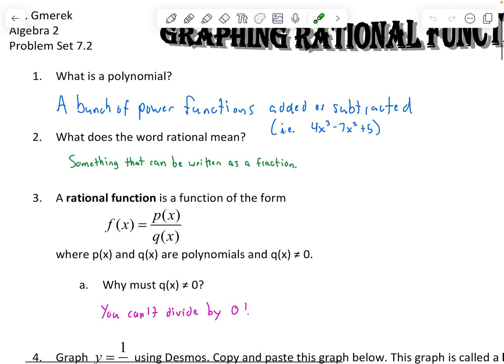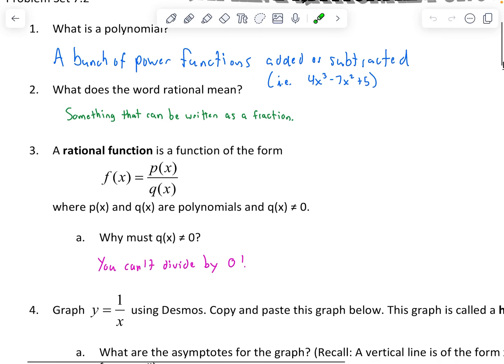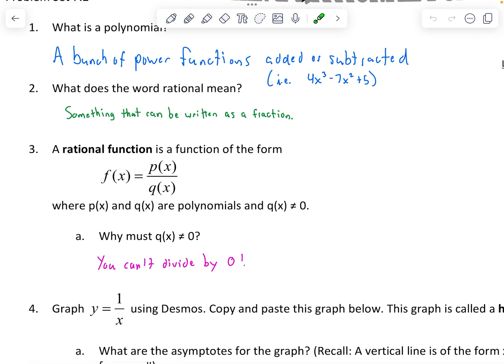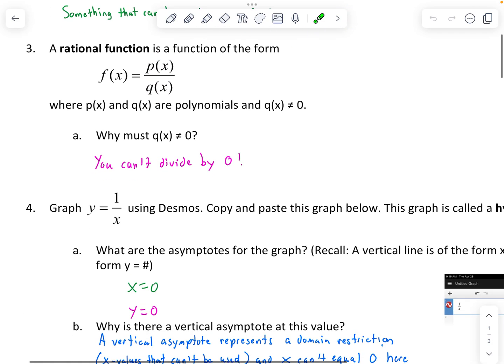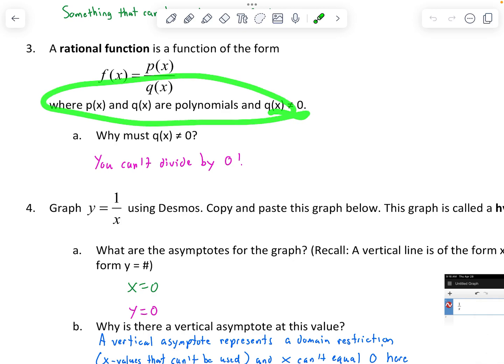The word rational is, in math at least, something that can be written as a fraction, because we've talked about rational numbers. So we're going to take a rational function now, where we have a polynomial on top and a polynomial on bottom of a fraction. And then q of x must not equal 0 in this definition up here, and that's because you're not allowed to divide by 0.